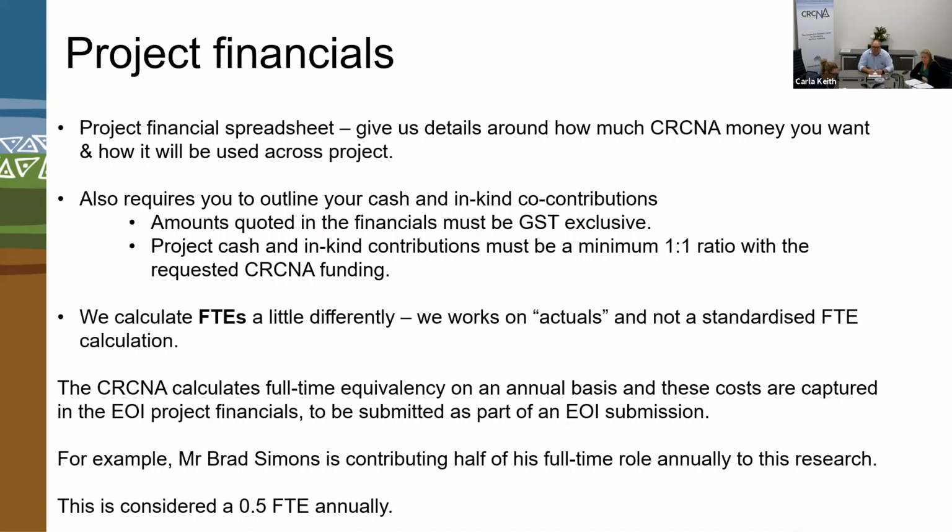Project financials. On the project financial spreadsheets, what we're looking at this stage is the CRCNA money that you're looking for and how it will be utilised across that project. Then also your contributions, cash and in kind. So they need to be plugged in as well. It's roughly a rough budget of what you're looking to spend, what on, and where the money's coming from. Please quote GST exclusive amounts. I know previous EOI rounds we've done inclusive, but we are working exclusive now.